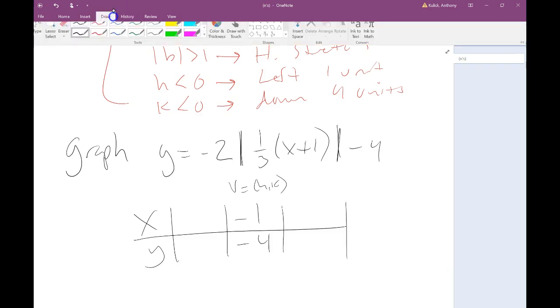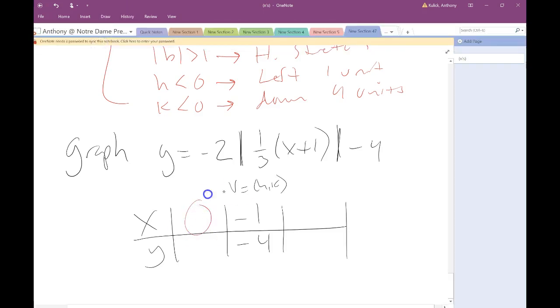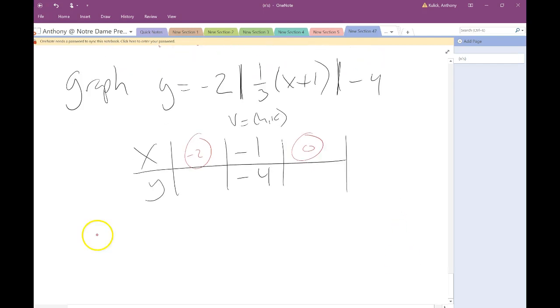And now, for my other x values in my table, I just need to pick an x that's less than -1. So maybe -2. Or an x that's bigger than -1, maybe 0. Everybody's okay there? And to find the y-coordinate, what do we do? Plug it in. So does it matter which one I plug in? No. Let's say I plug 0 in.